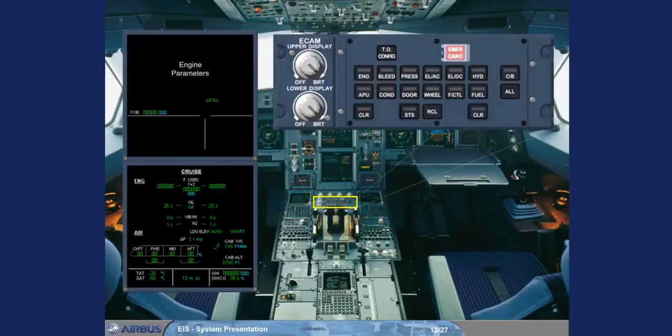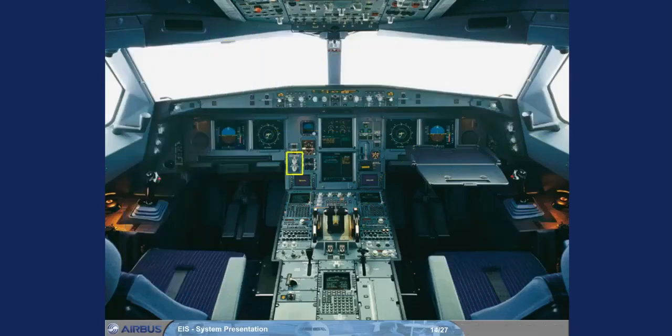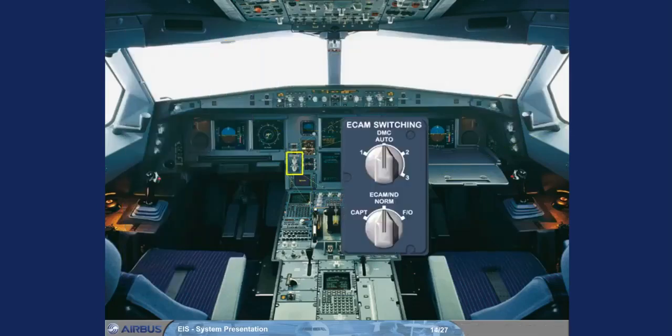The ECAM control panel is on the center pedestal, below the ECAM displays. On the left-hand side, 2 controls turn on, off and adjust the brightness of the 2 ECAM screens. Just to the left of the ECAM lower screen is a switching panel for use in abnormal situations to restore data to the ECAM displays. You will use this panel in the EIS reconfiguration module.